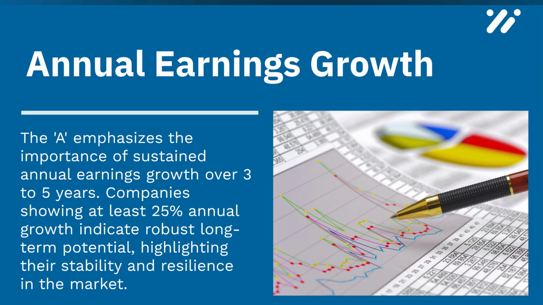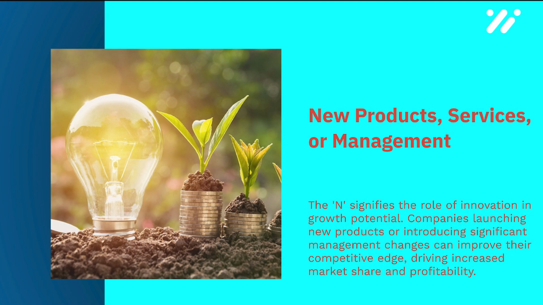The second alphabet, A, annual earnings growth. The A stands for annual earnings growth over the past 3 to 5 years. O'Neill advises that investors focus on companies with consistent and strong long-term earnings growth, ideally at least 25% annually over the past 3 years. This shows that the company is not just experiencing a short-term surge, but has the fundamentals to grow sustainably.